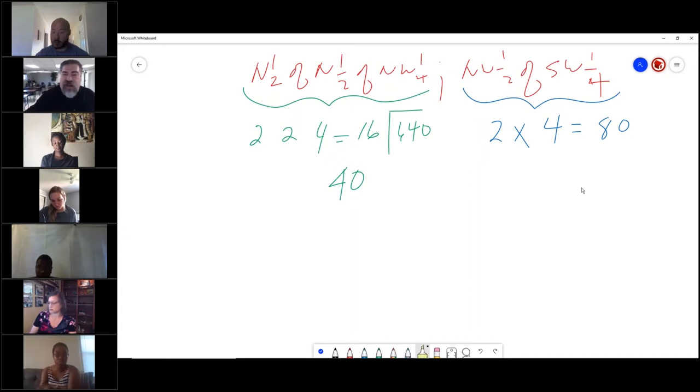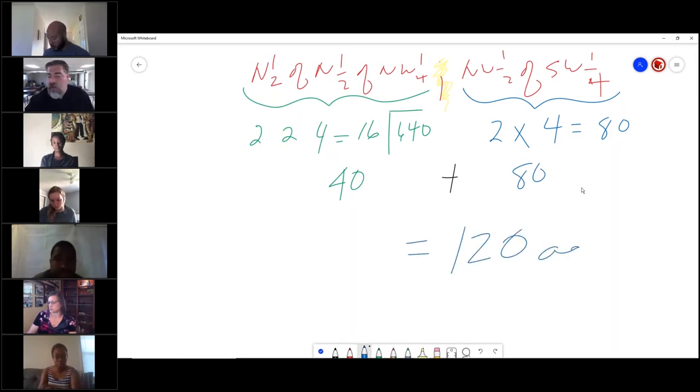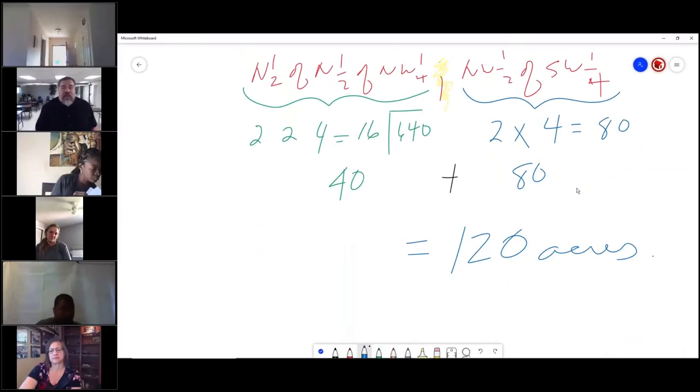But this right here says we've got to and it. So it's plus the 80 equals 120 acres. Whoever said 120, I think it was Shauna. Very good. Not me. Okay. Nicole. Oh, thank you. Very good. So are we good with this right now at 120 acres? Yep. All right. Be prepared for one of those.